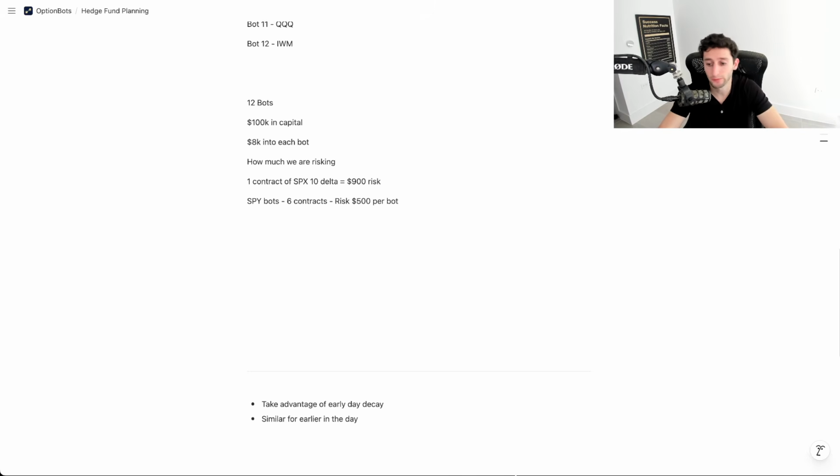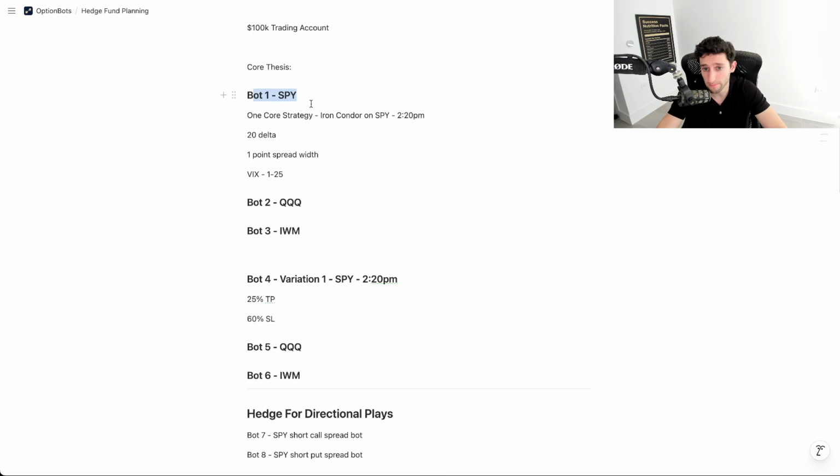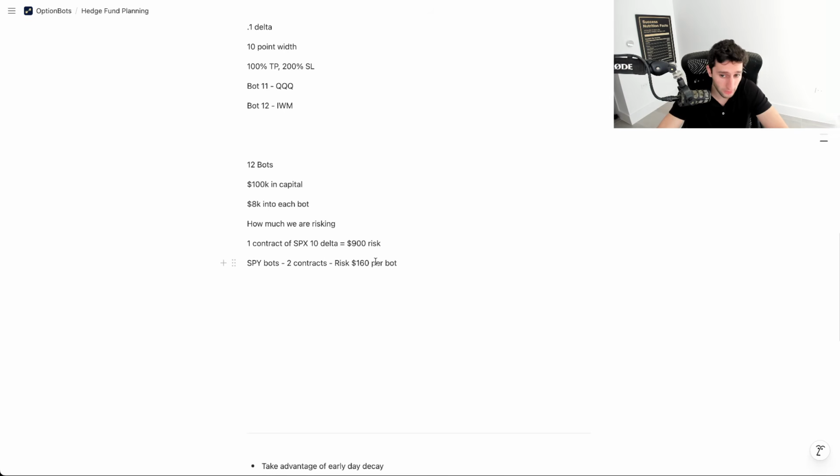Now, again, if we're doing that across 12 different bots, that's a lot of risk. So honestly, I may want to lower this down and probably cut it to like 2 contracts. That's going to put us about 160 because, again, we are doing this across 3 different bots, right? So we have our SPY main Iron Condor bot. We're doing this on the QQQ and IWM. So if we did 2 contracts, that's 160. And we did that times 2 more, that would be around 480-ish, if my math is correct. 480 for those 3 bots. Okay, so for the SPY bots, the QQQs, the IWMs, we go 2 contracts.